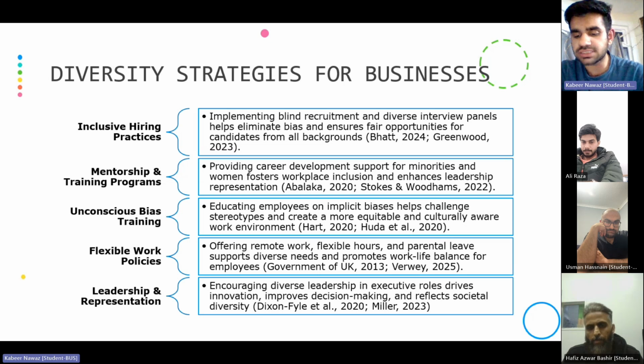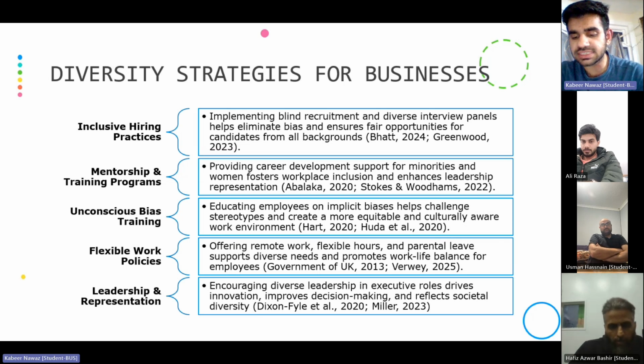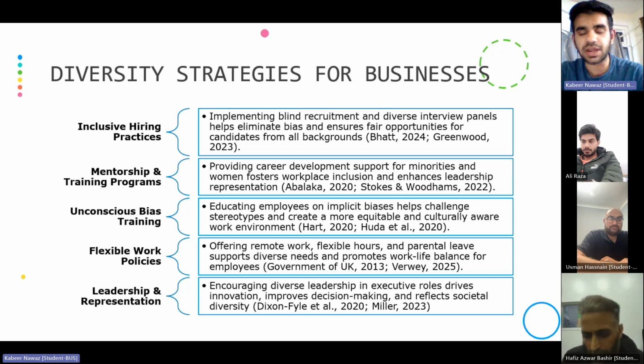Flexible work policies are also increasingly recognized as key to supporting diversity, by offering options like remote work and accommodation for employees with a variety of personal responsibilities and needs, contributing to higher job satisfaction. Lastly, having diverse leadership not only improves decision making and business innovation, but also signals commitment to employees and society itself. Together, these strategies form a competitive approach to forward-thinking decision making.